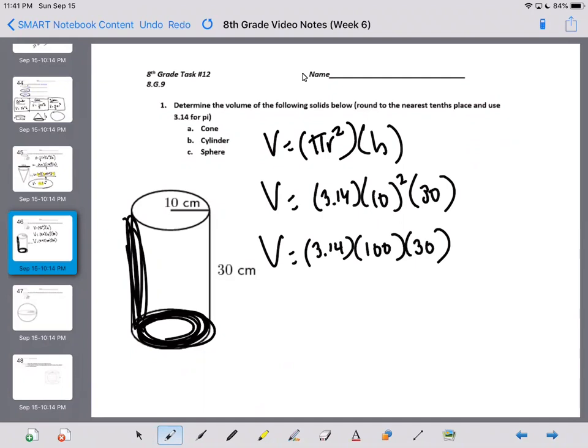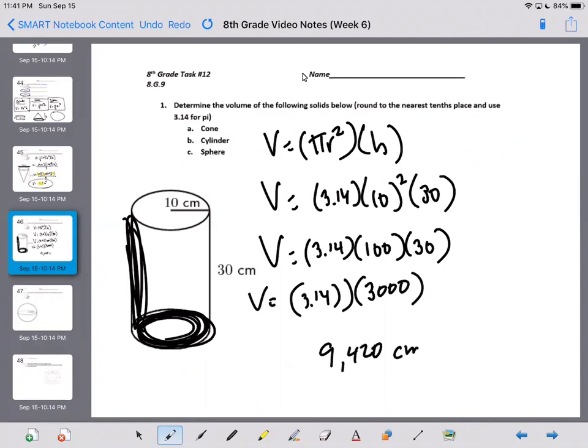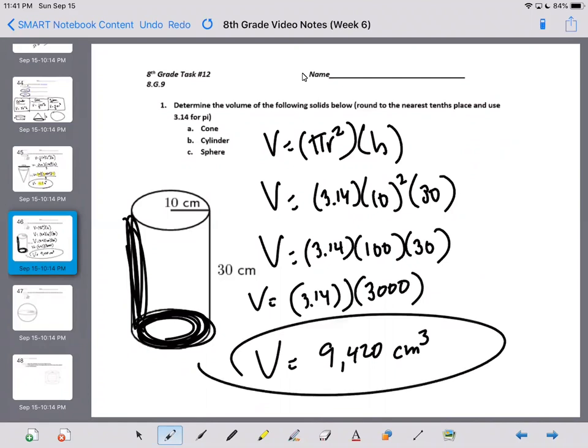And so 100 times 30 is going to be 3,000. And then 3,000 times 3.14, so we're going to get approximately 9,420 cubic centimeters. And that makes sense because pi is approximately 3, and the other result of radius squared times height is 3,000. So 3,000 times 3 would be about 9,000, and that checks for our answer.